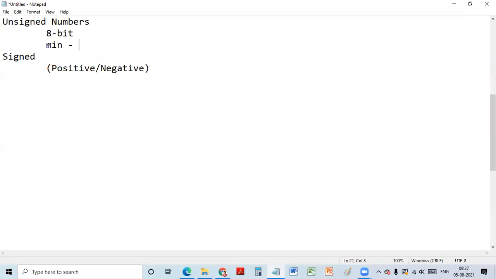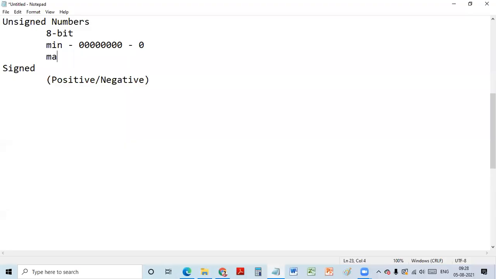Minimum number? And I'm talking about unsigned. So for unsigned numbers, there is no sign concept here. So all bits are used for representing the magnitude of the number. Am I clear? Magnitude specifies the value of your number. So for the minimum, out of 0 and 1, 0 is the minimum. So I'm taking all the bits as 0. This gives us 0 in decimal, right?